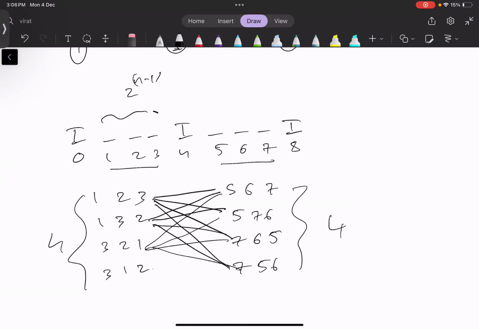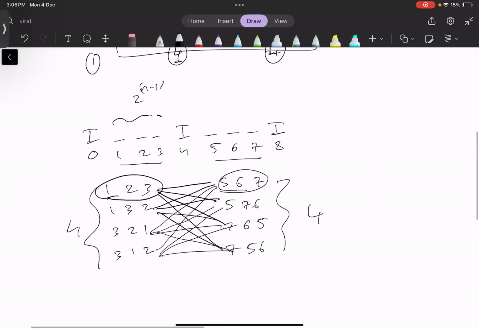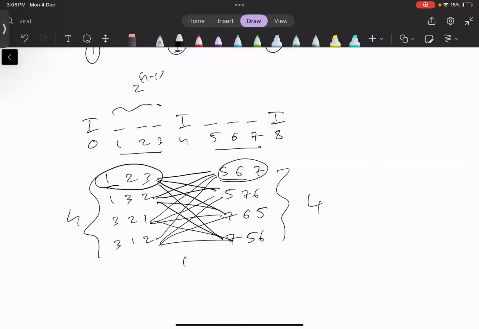So basically, we are doing one-to-many mapping. One-to-many mapping, right? So for every one of these sequences, we are mapping it to every other sequence. In that way, we can easily say that there are 16 combinations, right? But is it really the correct answer?